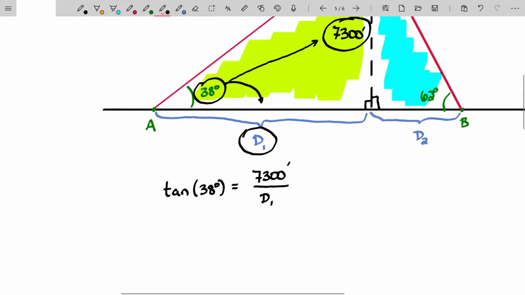I'm going to multiply both sides by D sub 1 and divide both sides by the tangent of 38 degrees. So we get that D sub 1 is 7,300 feet divided by the tangent of 38 degrees. And we can grab a calculator for that.